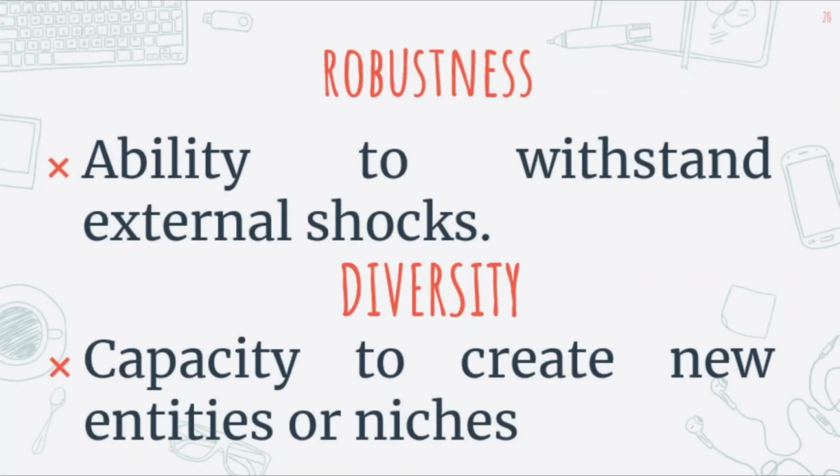Next, robustness is the ability to withstand external shocks. Technology is continuously changing, so if something happens and you are robust enough, you can get through those external shocks, things that happen outside of your control. And diversity is your capacity to create new entities or new niches. Using niches, it's a market.